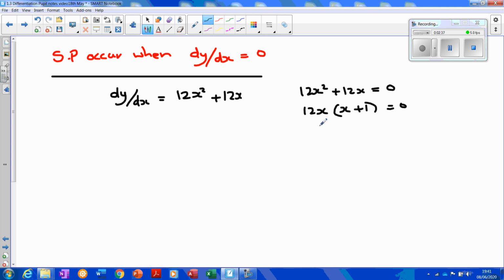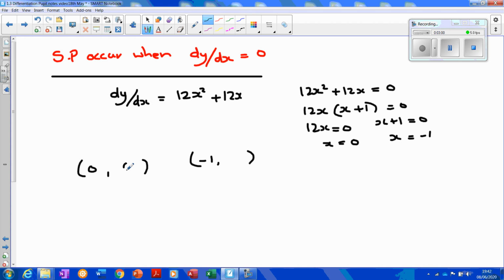So I've got a stationary point when 12x equals 0. Divide by 12, x is equal to 0. And I've got another stationary point where x plus 1 equals 0. Take 1 away from both sides, so x is equal to minus 1. So I've got 2 stationary points at 0 something, and the other one is at minus 1 something. Now we've already worked out the point 0 something. That is the point 0, 0. The y coordinate is 0. Go back and check it if you wish.